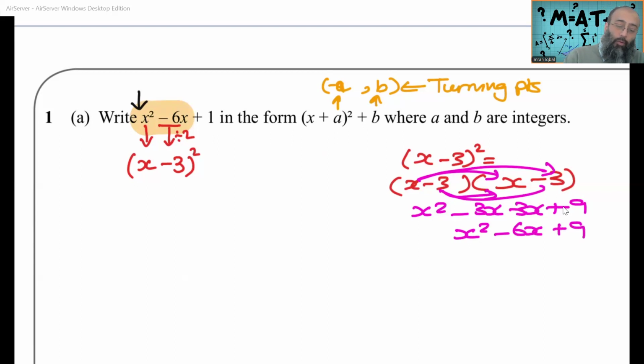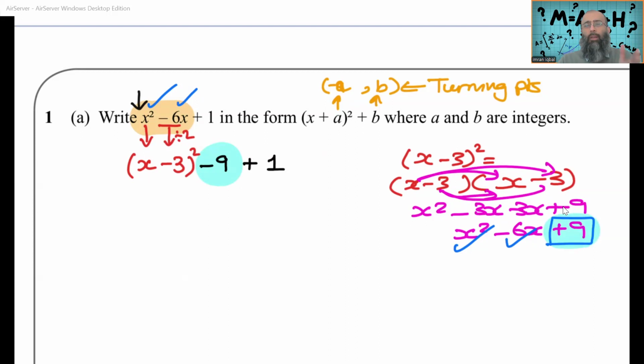Now, if you look, x squared, tick, we got that from our brackets. Minus 6x, tick, we have that. But we have something extra, a plus 9. So our red bracket gives us exactly what we need, which is x squared minus 6x, but it gives us an undesirable plus 9 as a side effect. So we need to get rid of that plus 9, so that gets a minus 9, and the plus 1 stays where it is. So our adjustment is here.